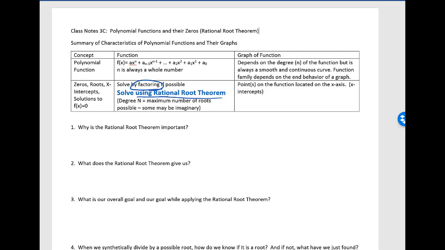So let's answer a few questions and then we'll do a couple of examples. So the rational root theorem, why is that important? And I hope that as I'm going through these, you're trying to answer these questions before I do. But the rational root theorem is important because it gives us a method of finding other roots when it's not factorable. Because we just wish everything could be factored, but it can't.